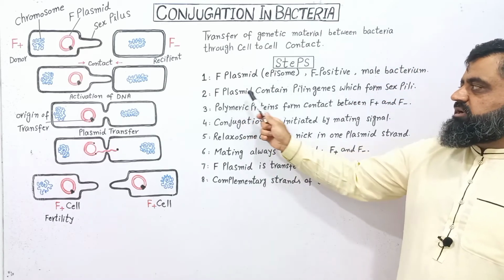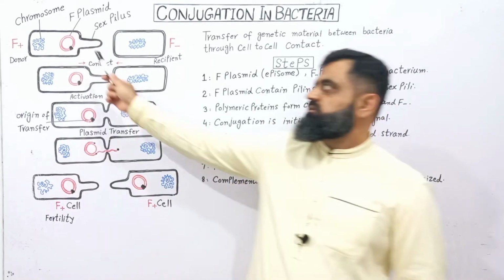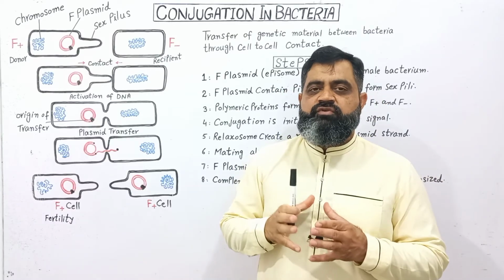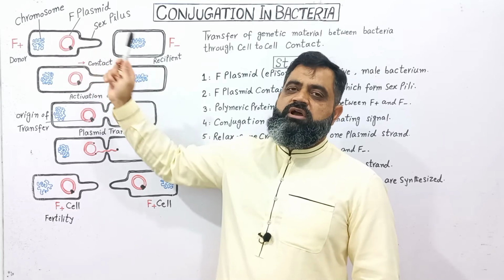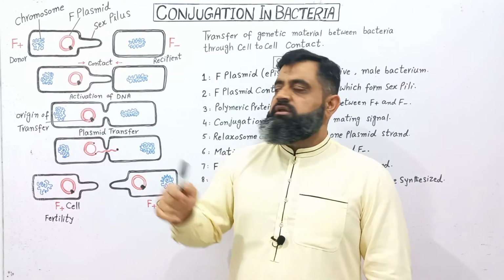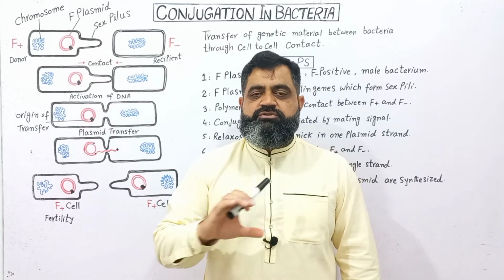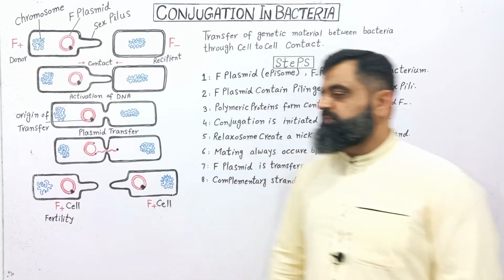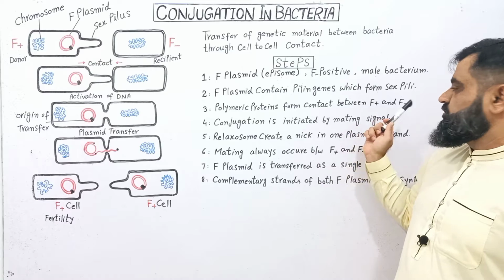Second step: the F plasmid contains pilin genes which form the sex pili. The F plasmid contains a special type of genes which are responsible for the formation of a special structure on the surface of the body with the help of a protein known as pilin. This structure is known as the sex pilus, which is responsible for the process of conjugation, or contact with the female bacterium. Number 3. Polymeric proteins form contact between F positive and F negative.